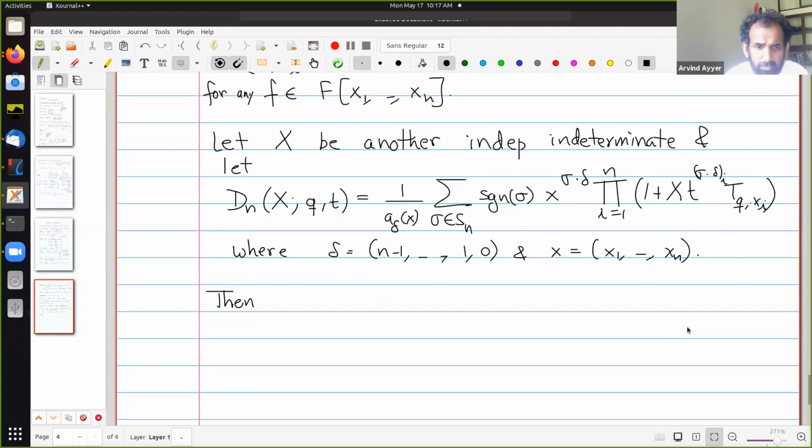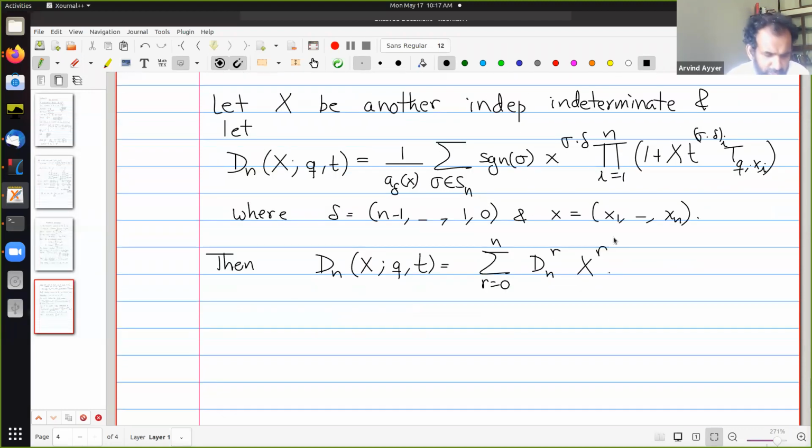So here's a complicated operator, but we are going to be interested in its expansion in terms of x. So D_n(x;q,t) is the sum over r equals 0 to n. There can be at most n powers of x. So this is D_n^r times x to the power r. This depends on q and t. So we expand this in x and we look at it as operators.